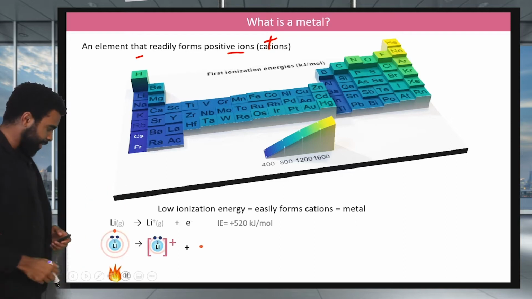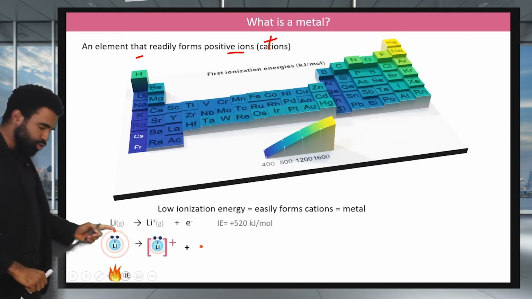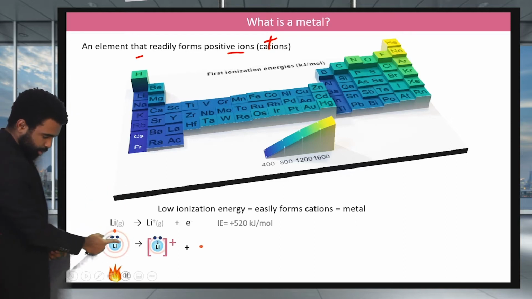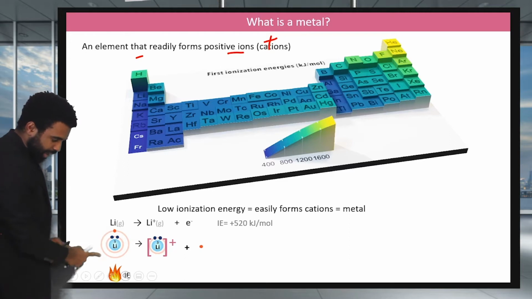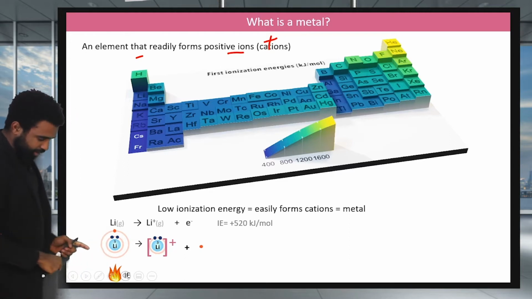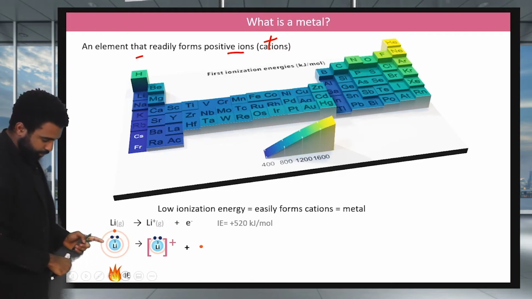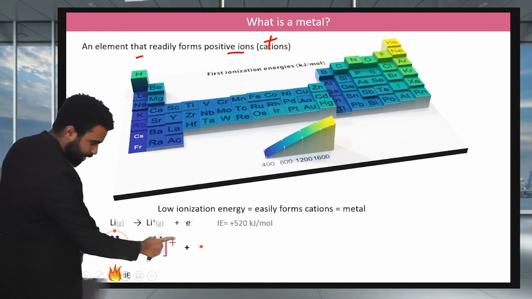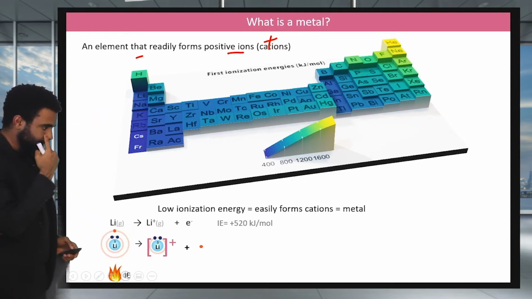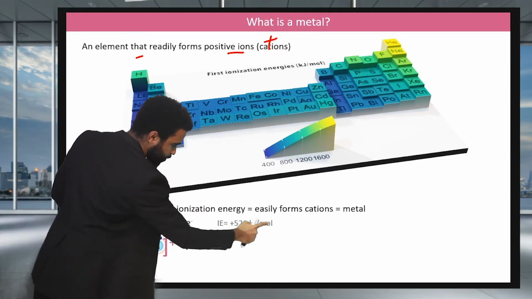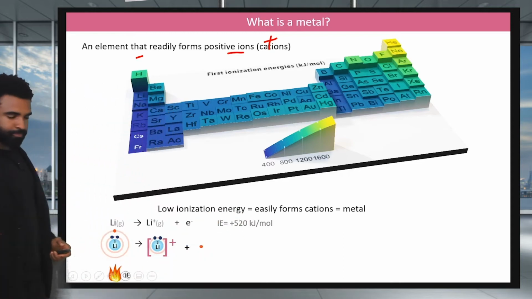Let's look at a quick example here. Here we have lithium, a neutral lithium atom with a nucleus which has 3 protons as indicated by its atomic number, 3, and 3 electrons. Now if we add some amount of energy, which we call the ionization energy for lithium, or the first ionization energy for lithium, we can liberate an electron and create a lithium positive ion. And there's the amount of energy required to do that, 520 kilojoules per mole.